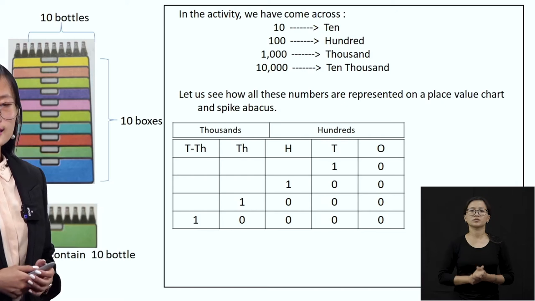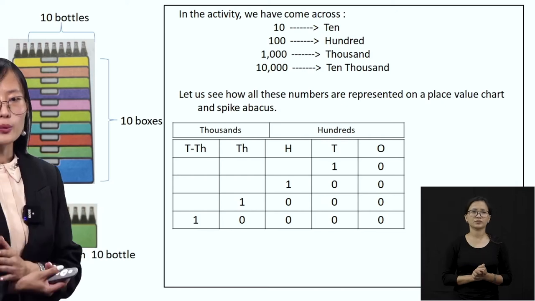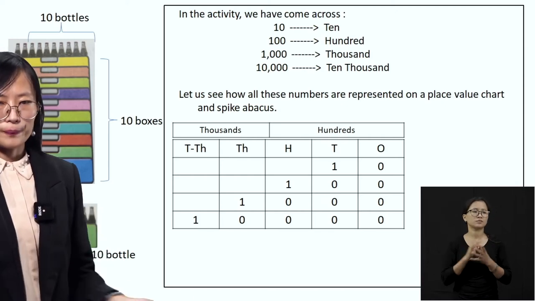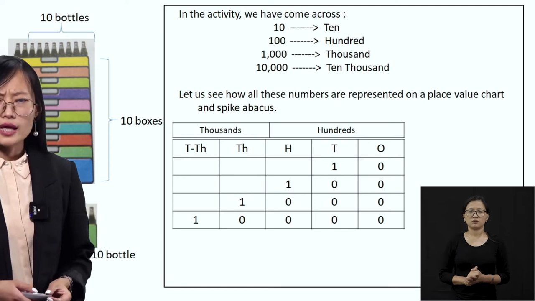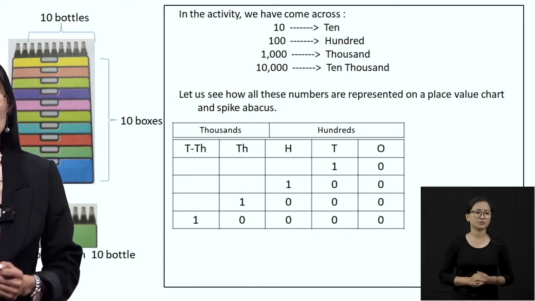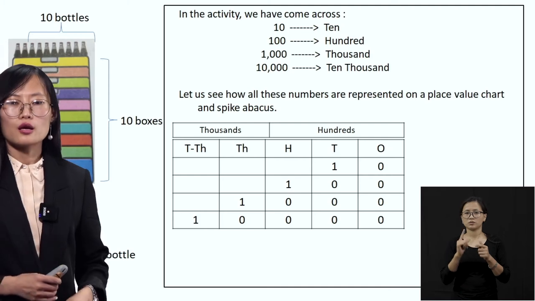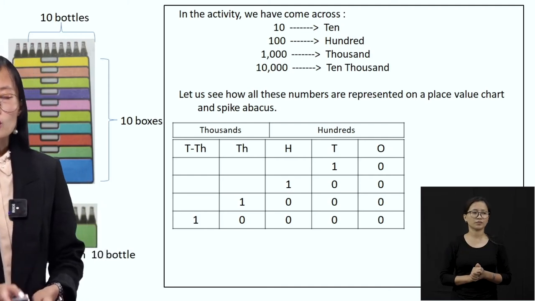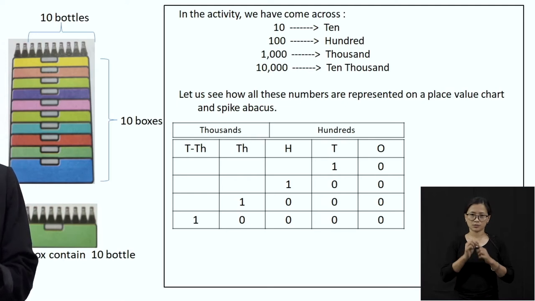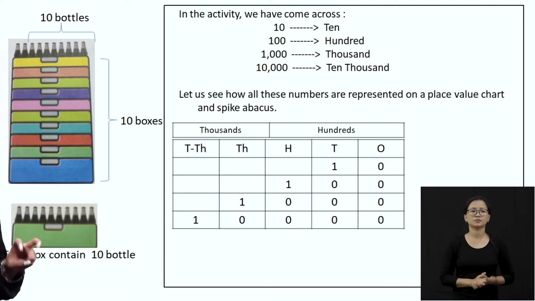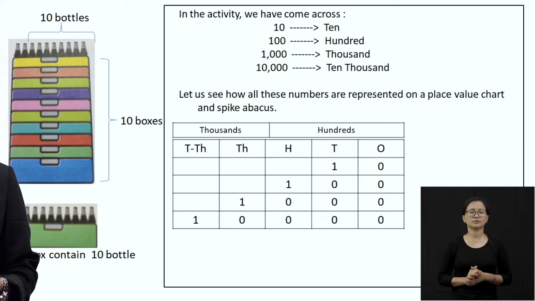After these digits, we will learn about place value. Let us see how all these numbers are represented on a place value chart and spike abacus. Here you have a place value chart. This place value chart is separated into two groups, and we call them periods.